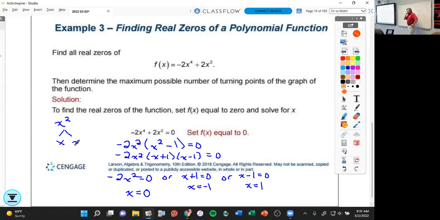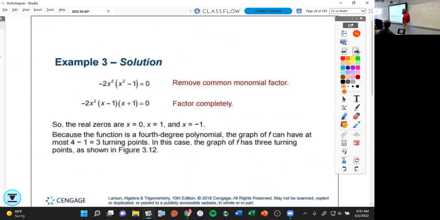Okay, what were you gonna say? No, there'd be 3 zeros. Yeah, and we'll talk about multiplicity later on. I'm just kind of throwing that out there as it surfaces. Okay, moving on to see how they finished solving this problem. They did exactly what we did. They factored out the negative 2x squared. They factored and got the real zeros of 0, 1, and negative 1. Because the function is a 4th degree polynomial, the graph can have at most 3 turning points. And this graph actually does have 3 turning points.